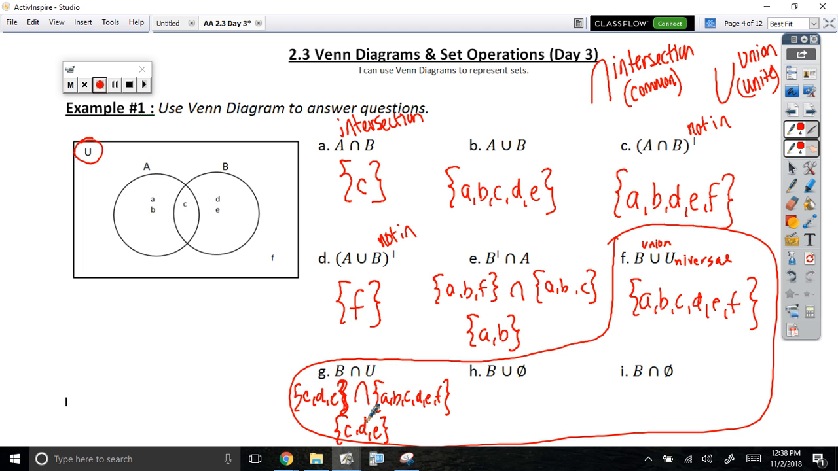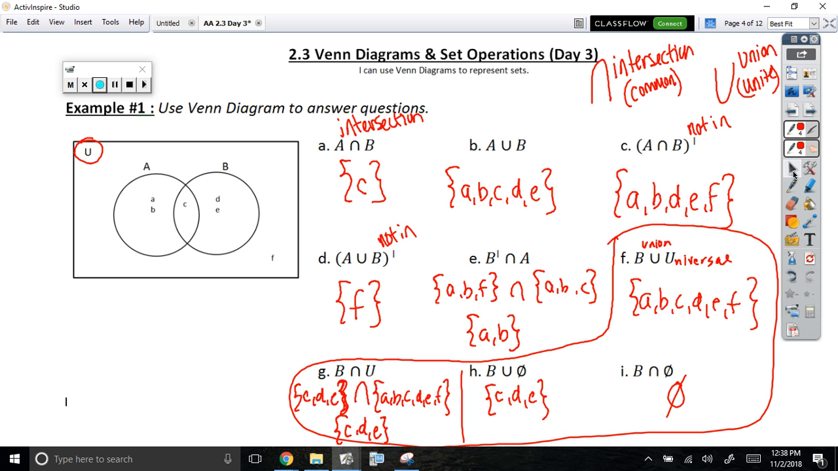If you wanted to show work for the last one, you could have listed B and U and then united them together, which is everything. Okay, now we have B union the empty set. So you're taking set B, you're taking nothing. Putting it together, you get what's in set B. C, D, and E. All right, and if we have B intersect the empty set, what would we get? The empty set. Set B, nothing. What do they have in common? Nothing.